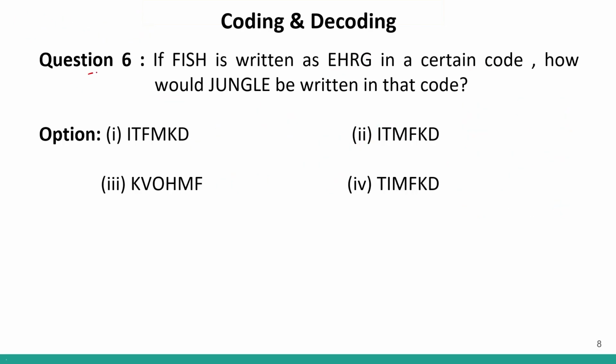Moving forward, question number 6. Fish is coded like this. We have to find how jungle will be coded in that language. Okay. So again, fish is coded as EHRG.